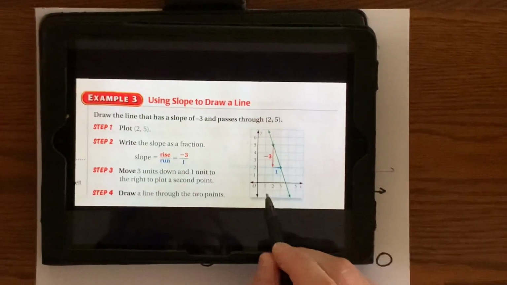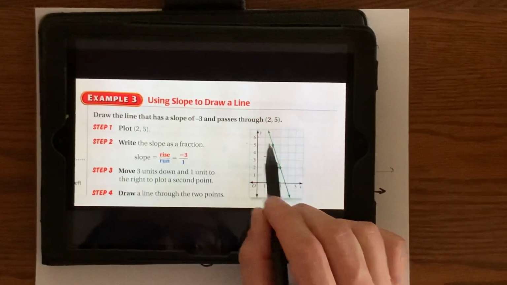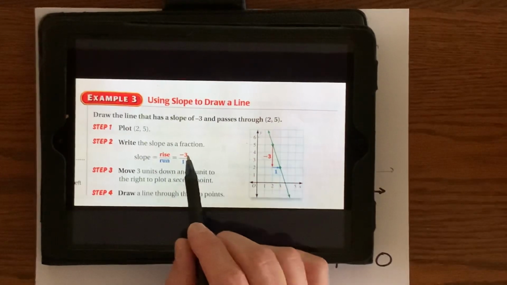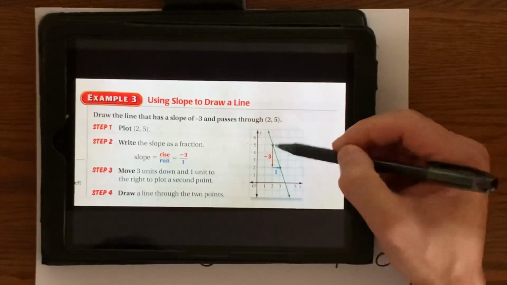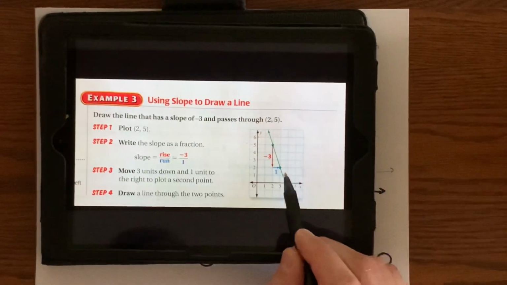Well, the first thing I'm going to do is plot 2, 5. There it is right there. And then I can use my slope. I'm going to write my slope as a fraction. My rise is -3. So instead of going up, I'm going to go down, that is the vertical change. And my run is 1. I'm going to go to the right 1.